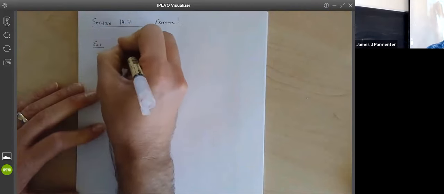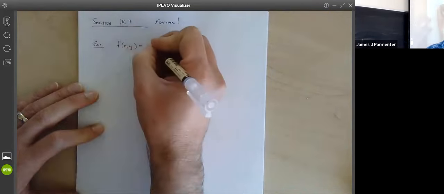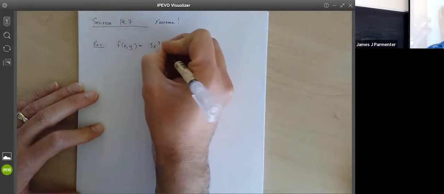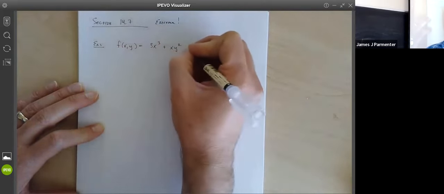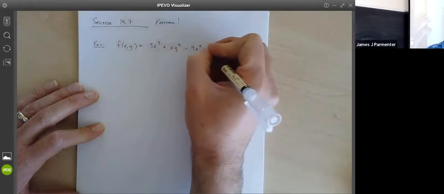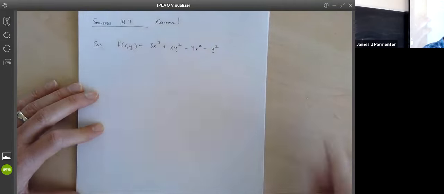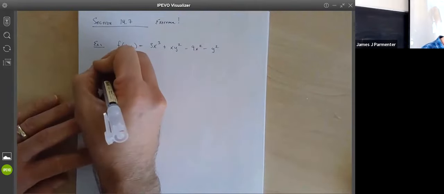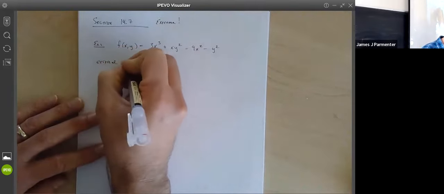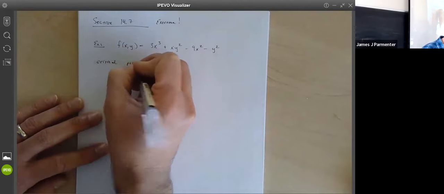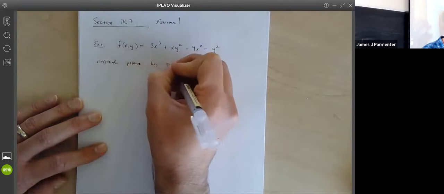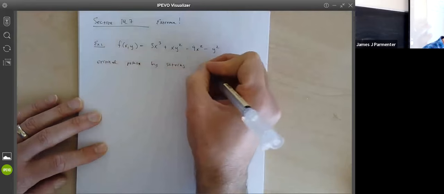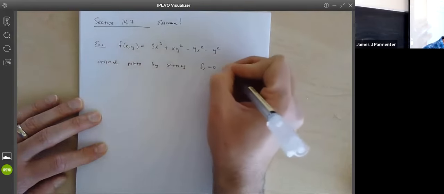Let's say we have the function f of x, y is equal to 3x cubed plus xy squared minus 9x squared minus y squared. So we're going to find critical points by setting both fx and fy equal to zero.